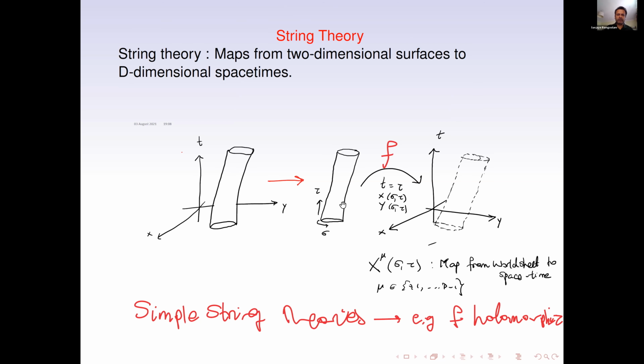it in terms of a world sheet geometry and a map which takes our world sheet into space-time. And in very simple string theories, this map is restricted to be holomorphic, or rather by restricting to holomorphic maps, for example, we can do calculations of all the physical observables.